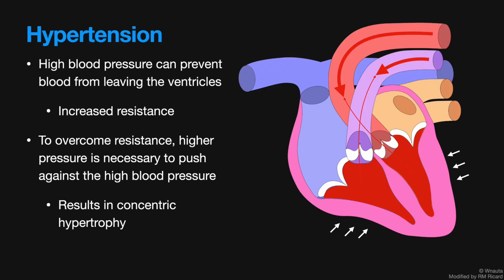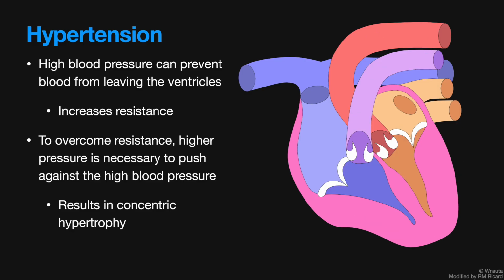Another potential cause of obstructed blood flow is hypertension. High blood pressure can basically prevent blood from leaving the ventricles due to the high resistance. To overcome that resistance, higher pressure is necessary to push against that high blood pressure. Again, this would result in concentric hypertrophy.